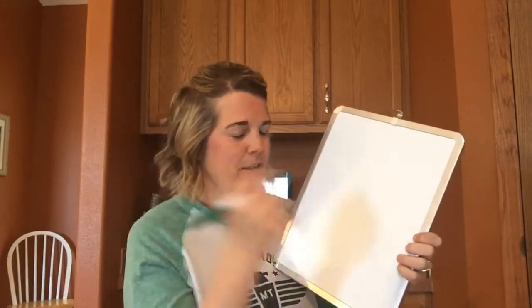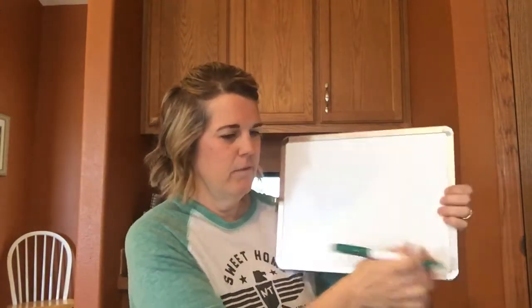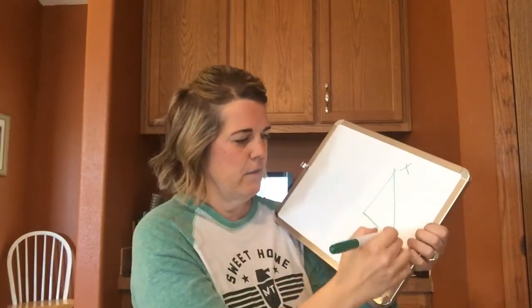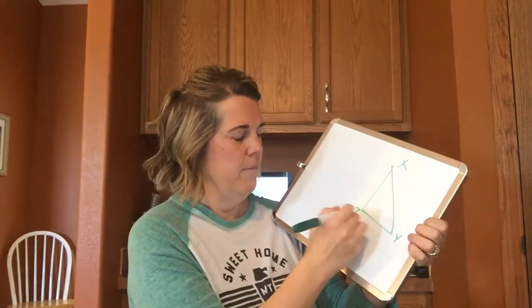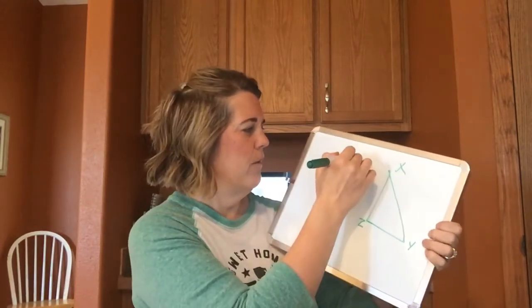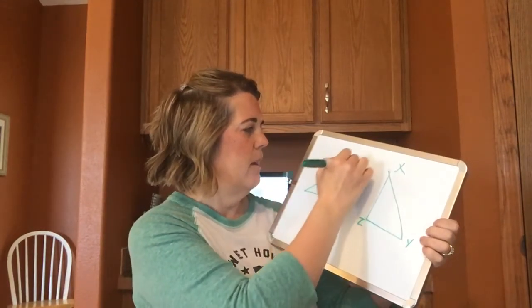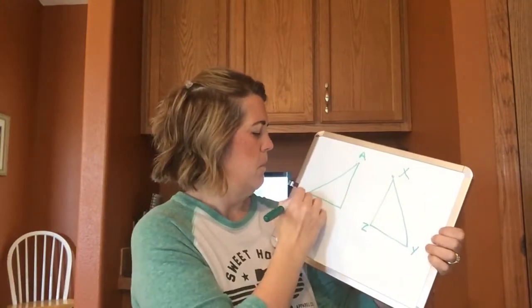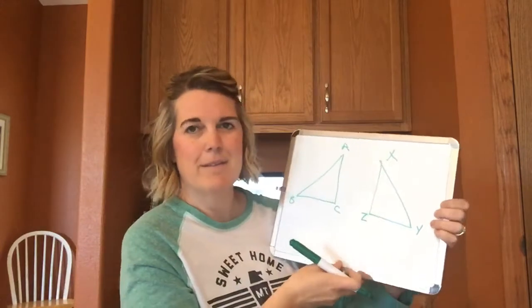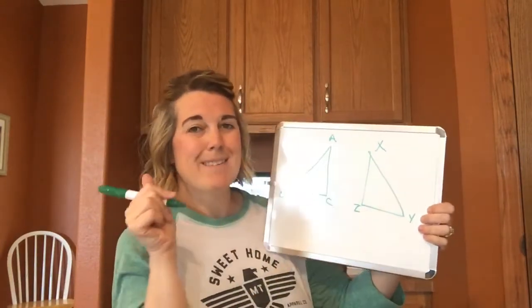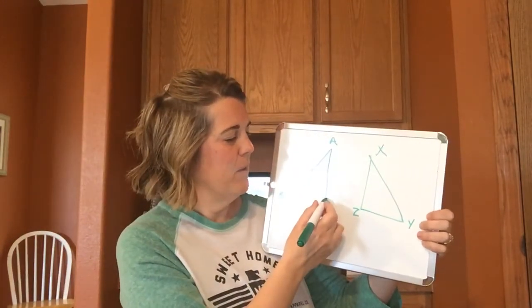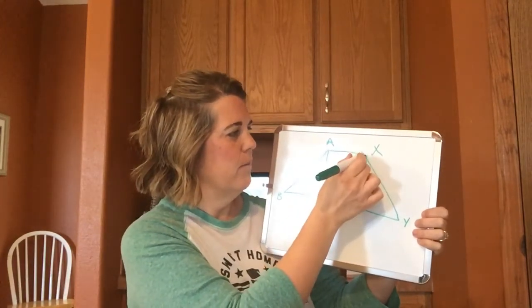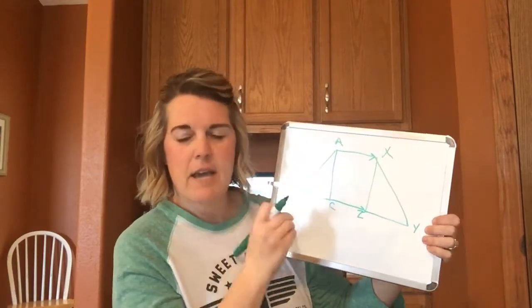Translation just means you have to slide something over. So if you have X, Y, and Z, and let's say way over here is A, B, C, and pretend I drew these and they're the same size and same shape. If we want to translate it, meaning slide it, that just means we can slide this over here. Okay? We can slide it over.